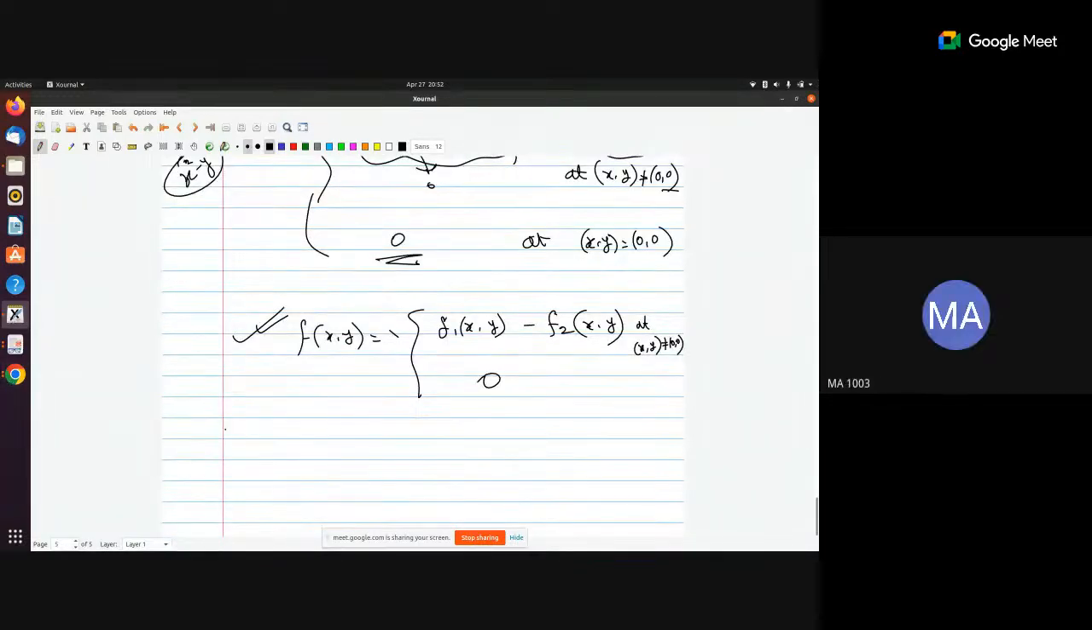So till continuity, we have said. Does anyone have any doubt till continuity? Otherwise, we will move to partial derivative. Does anyone have any doubt?